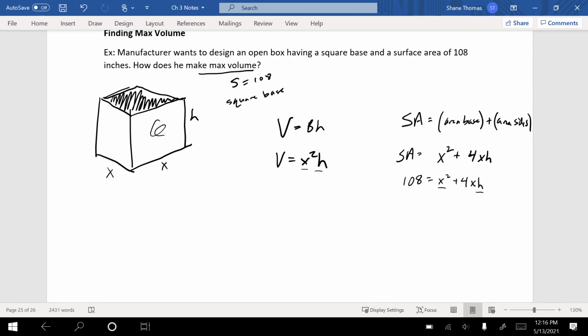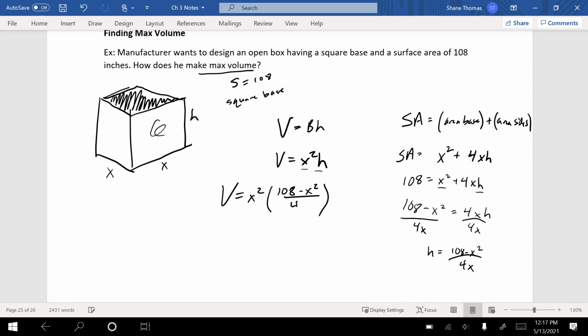So I'd have to subtract x squared. 108 minus x squared is 4xh. And divide both sides by 4x. All right, so then h is equal to 108 minus x squared over 4x. With me so far? Yeah? Bella, you good? All right, so let's plug it in for h. So volume is equal to x squared times 108 minus x squared over 4x.